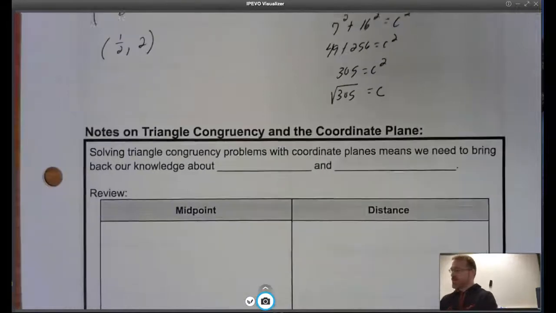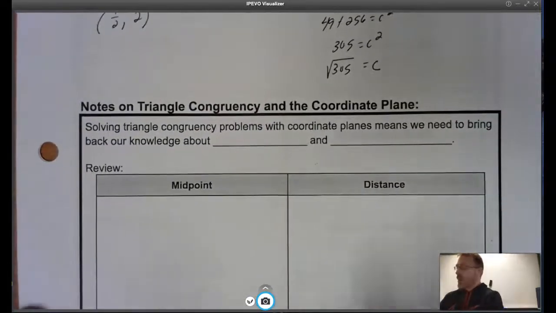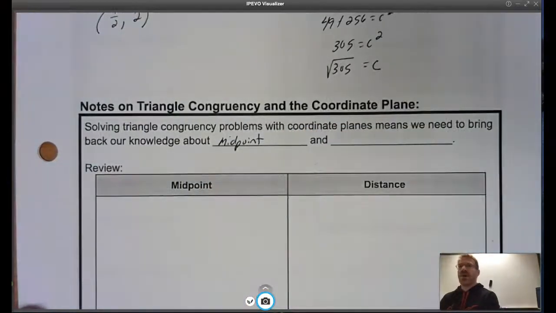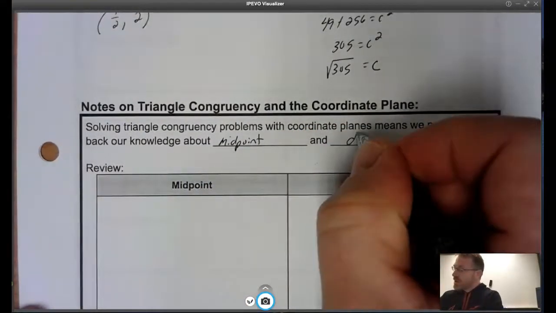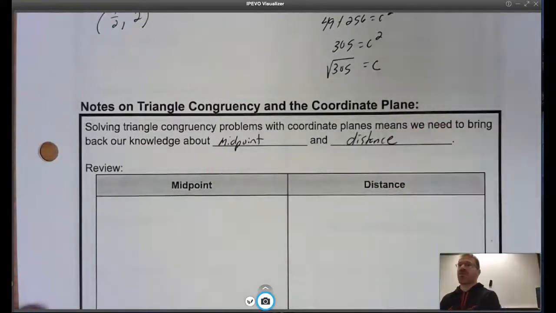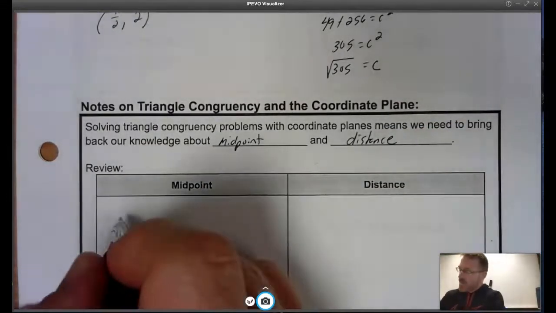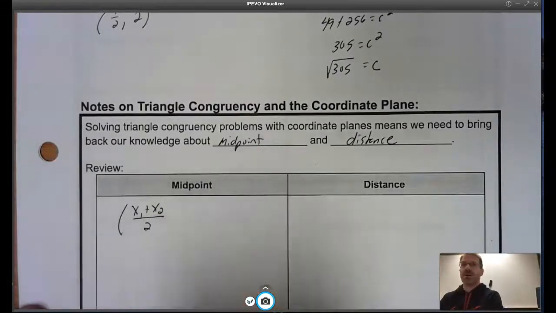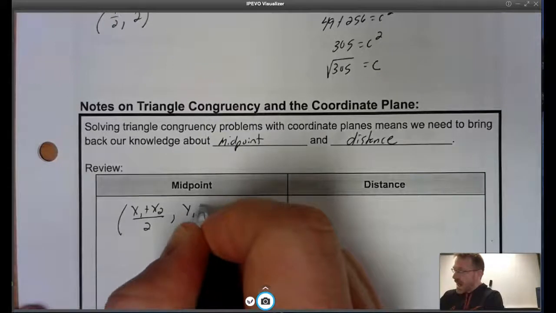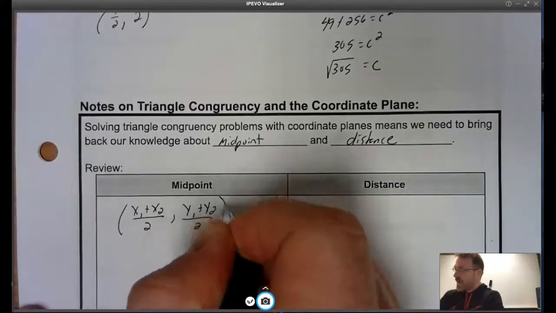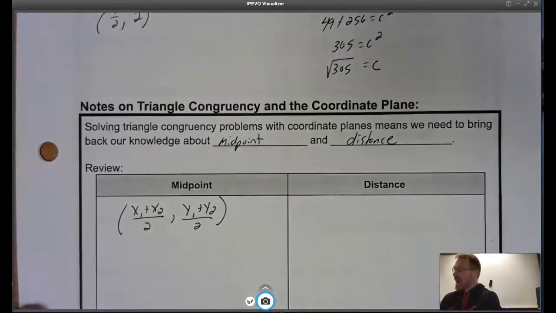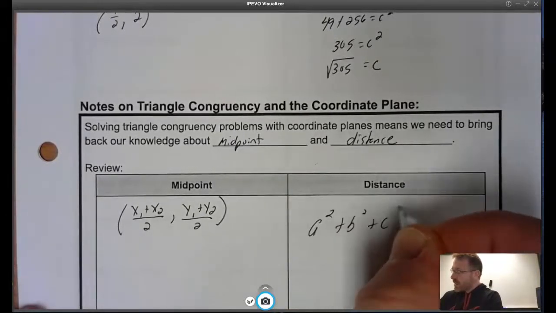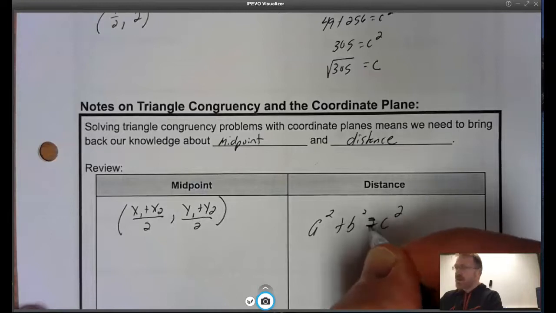Now, we come back down to the coordinate plane. The midpoint is somewhat important, but it's not really something you'll use, whereas you will use the distance formula quite a bit. Remember, when we find the midpoint, we add the x values of our coordinates and divide by 2, add the y values of our points and divide by 2. So we're finding the average of those. And distance is just the Pythagorean theorem: a squared plus b squared equals c squared.